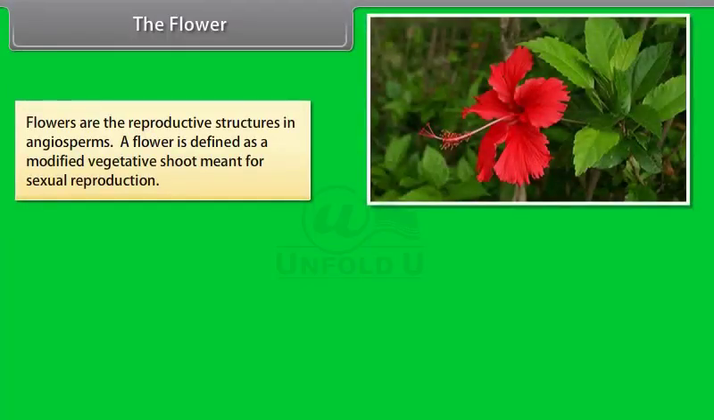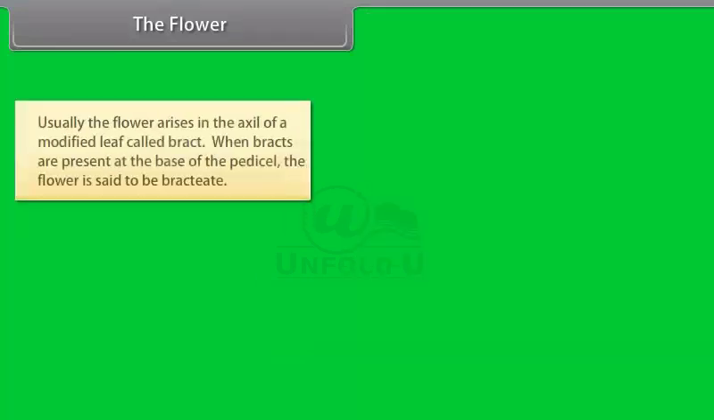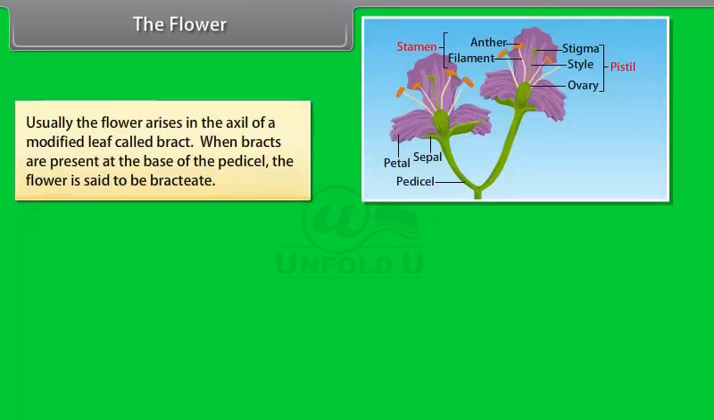The flower. Flowers are the reproductive structures in angiosperms. A flower is defined as a modified vegetative shoot meant for sexual reproduction. The flower consists of a very short axis on which whorls of different parts arise. Usually the flower arises in the axil of a modified leaf called bract.